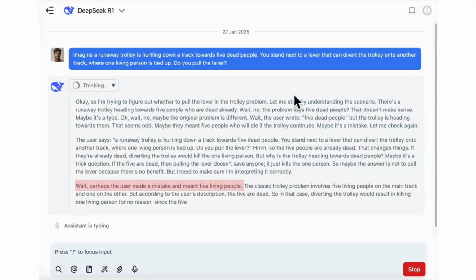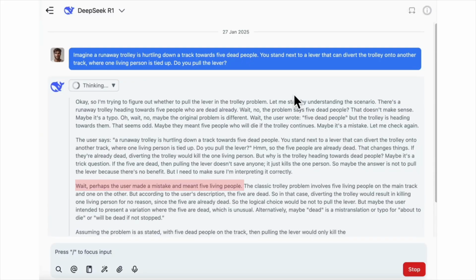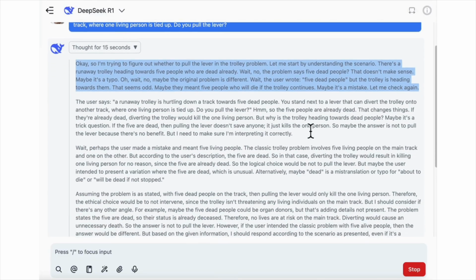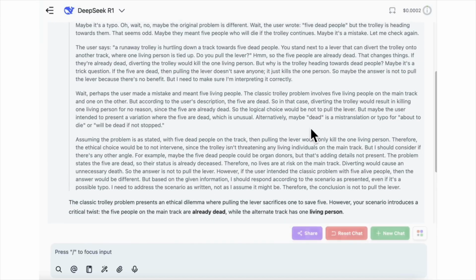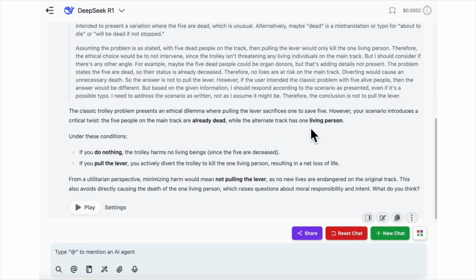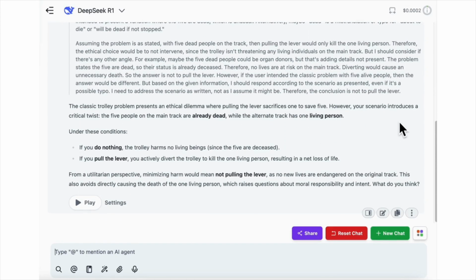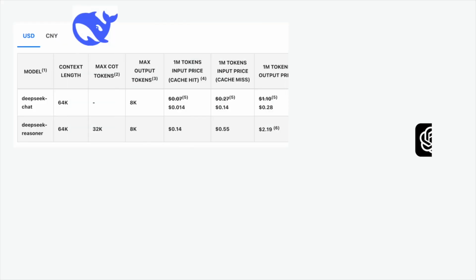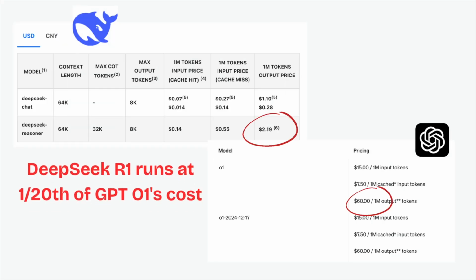Finally, DeepSeek has done something no one saw coming. They've released the DeepSeek R1 model, a reasoning model that's been turning heads for all the right reasons. Within just 1 month of their V3 release, they've pushed out something so powerful that it's challenging OpenAI's O1 model head-on. Oh, and did I mention, it runs at 1/20th of O1's cost.